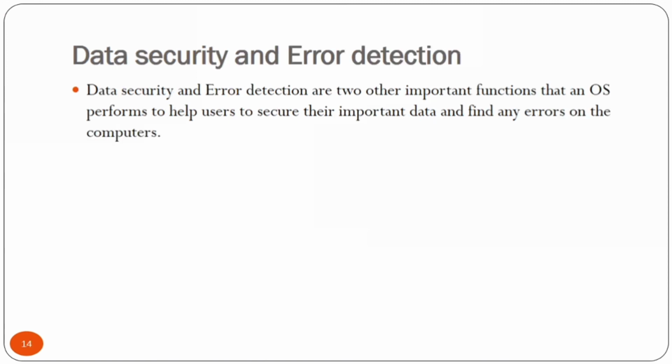Next comes data security and error detection. Data security and error detection are two other important functions that an operating system performs to help users secure their important data and find any error on the computer.